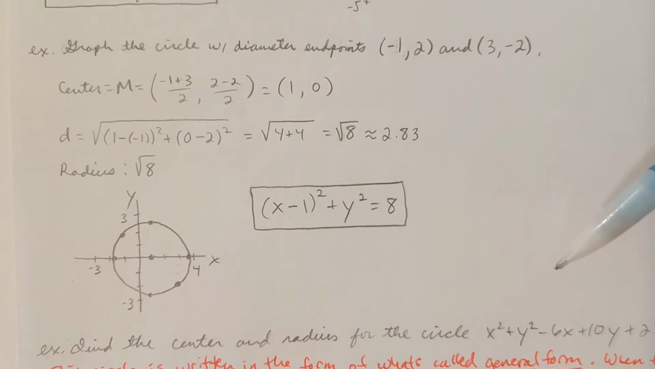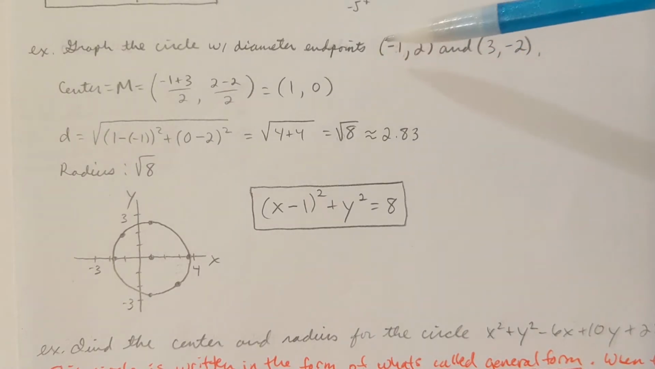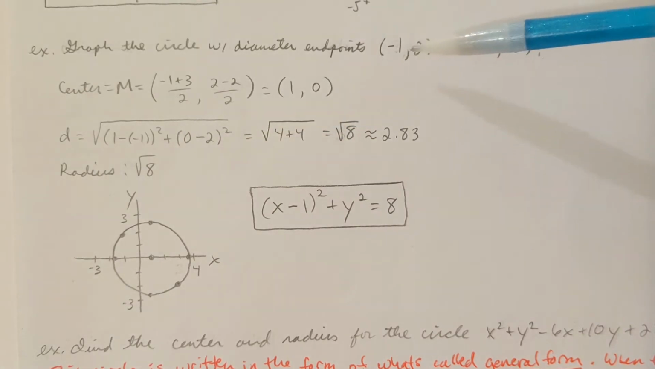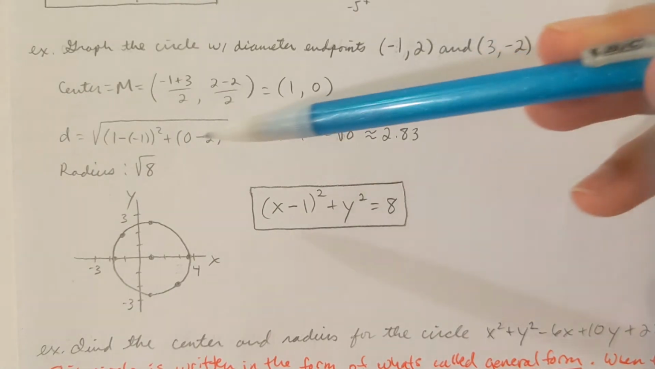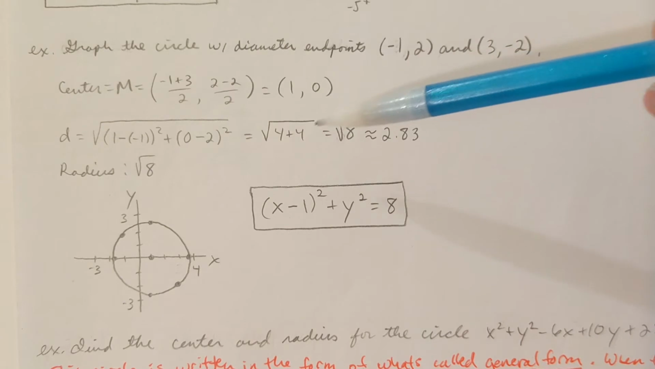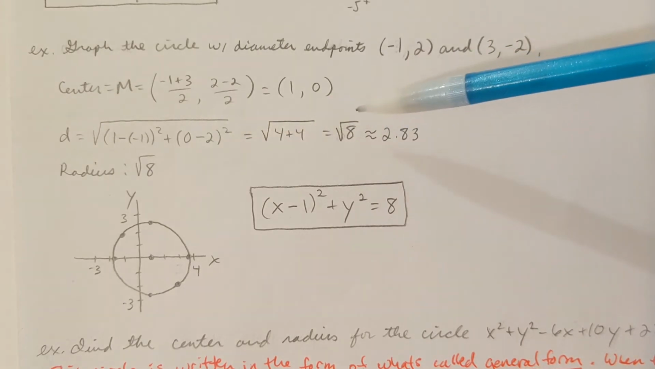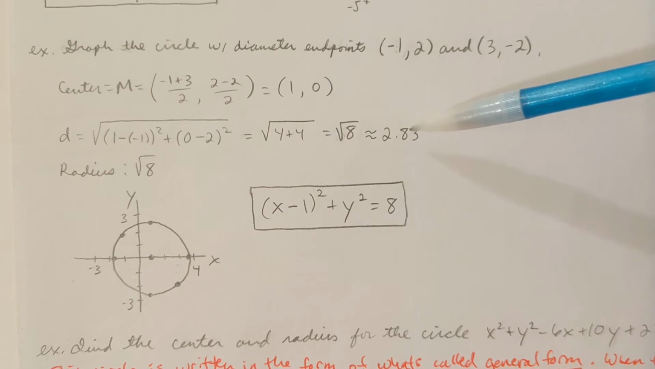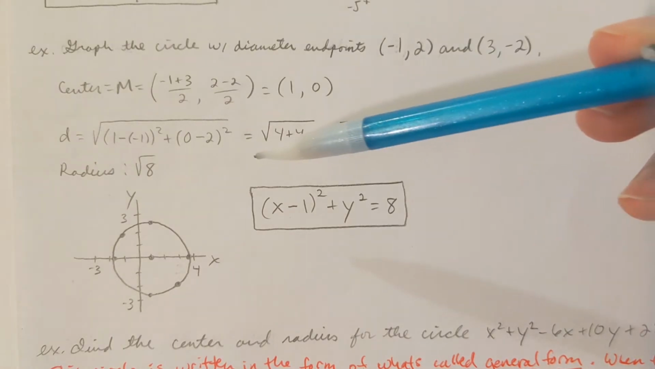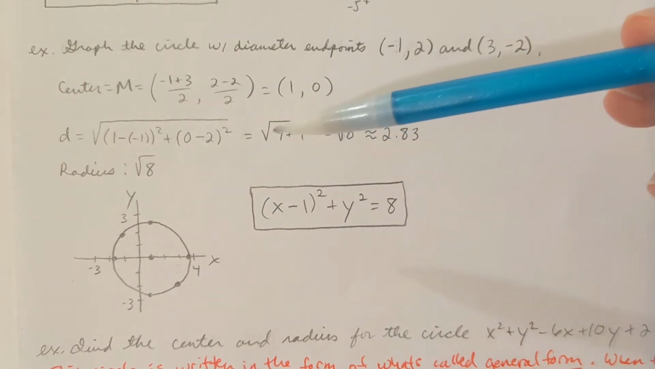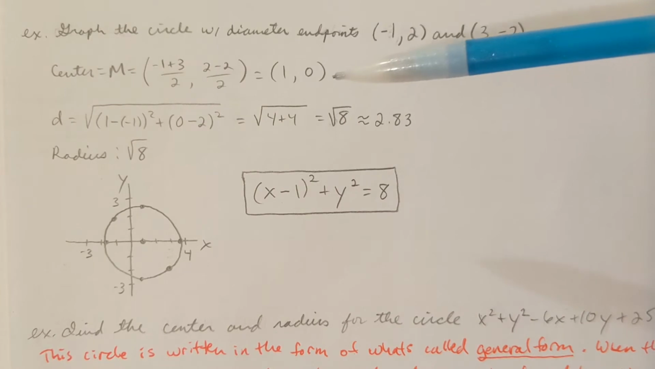Well, I can use the distance formula: the square root of (1 minus -1) squared plus (0 minus 2) squared. That gives me the square root of 4 plus 4, which is the square root of 8, which is 2.83. The radius would be the square root of 8 then. Okay?